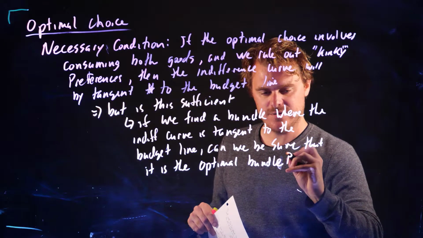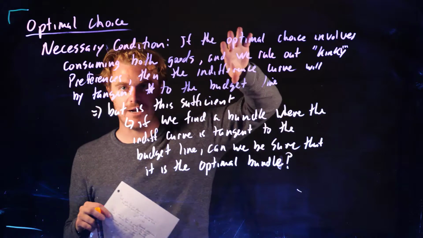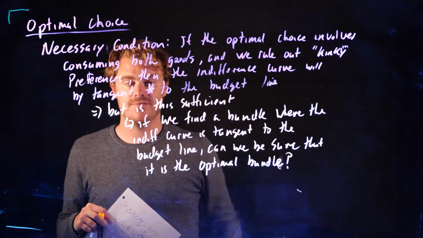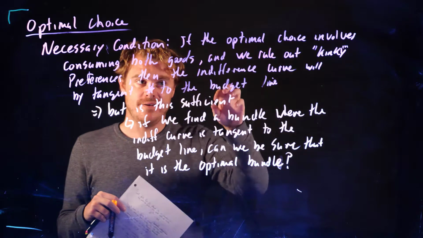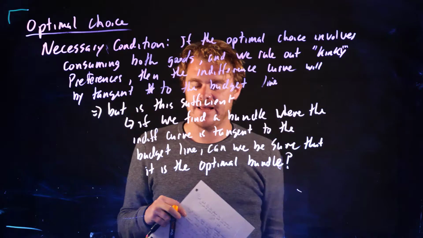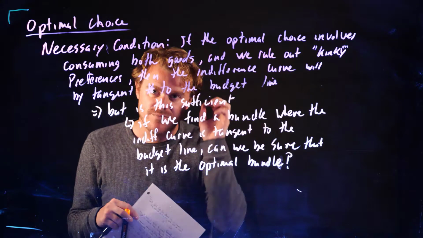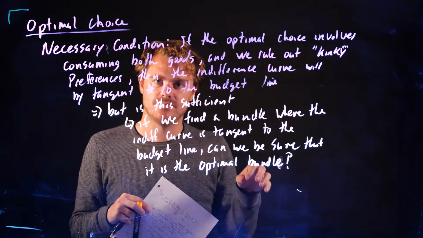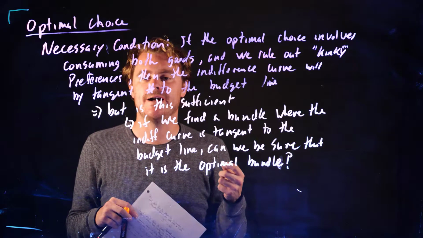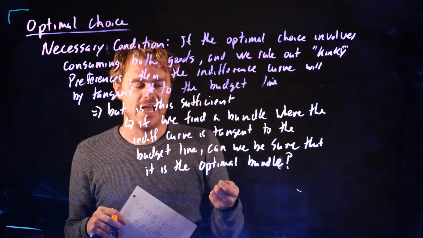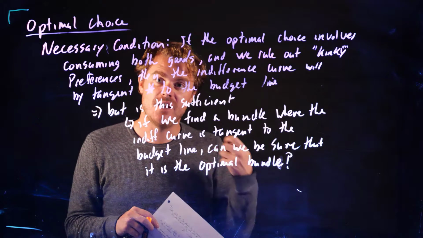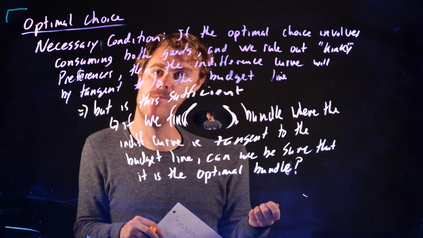So it's a necessary condition. If we eliminate the corner solutions and these kinky preferences where the tangency is undefined, then the optimal choice will have a tangency between the indifference curve and the budget line. But if we find a bundle that has this tangency condition, does that mean it's the optimal? That would be a sufficient condition. And that's actually not the case unless we make another assumption, or we limit ourselves a bit more. So let's talk about that.